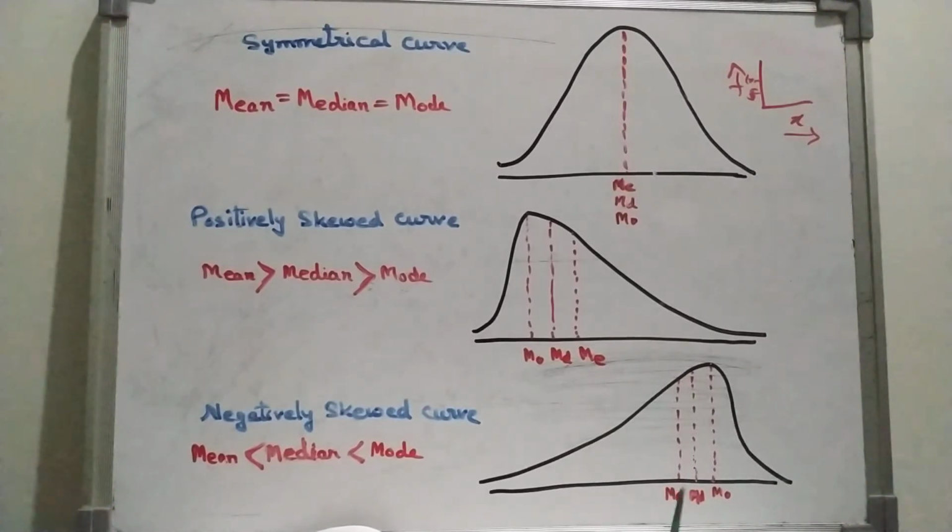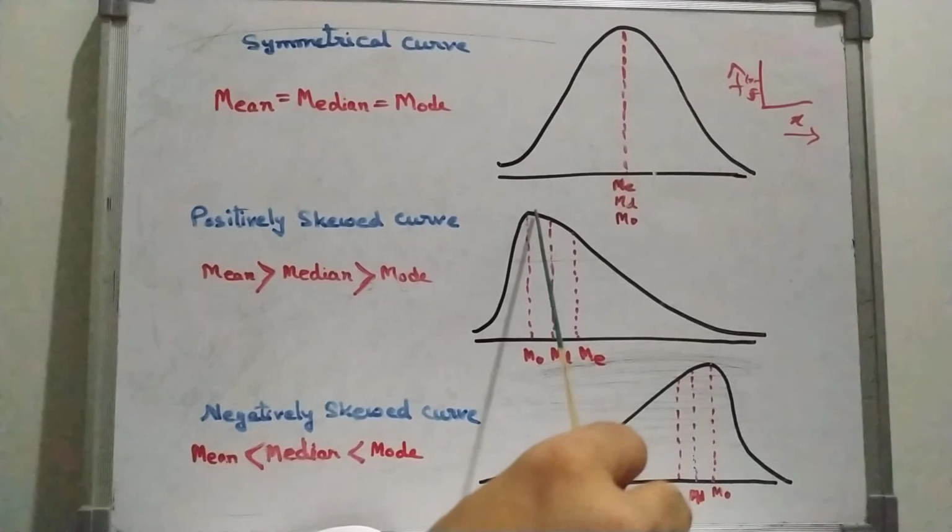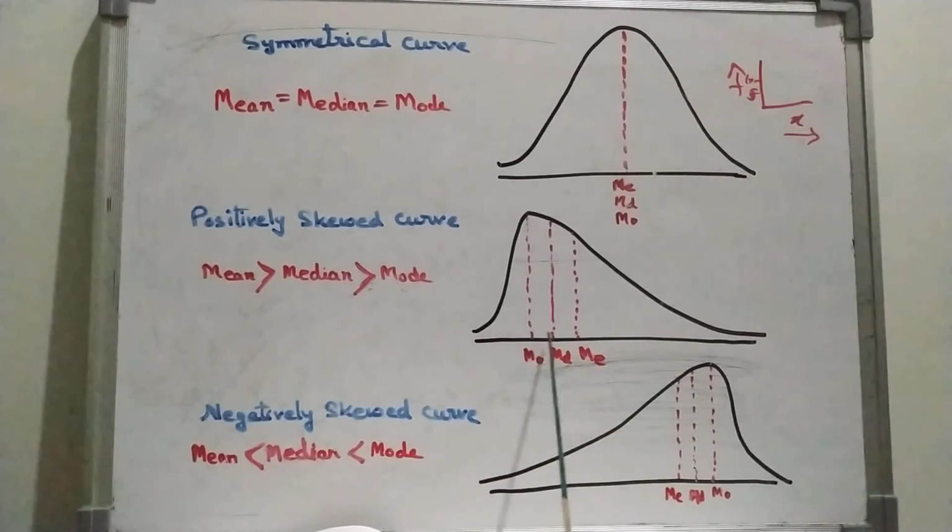The easy way to remember is this: first put the mode position, because wherever there is the highest frequency, that is the mode. Then move to the longer side, the side which has the longer tail, and put median, then mean. Same here, first mode, then median, and mean. This is just a rough graph, so we have taken some distance here. From actual data also you can draw and get the idea of positively skewed and negatively skewed curves.